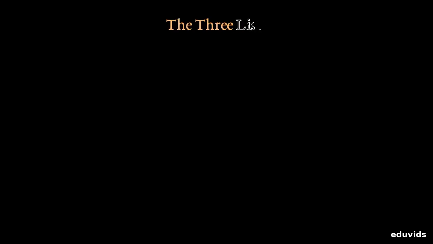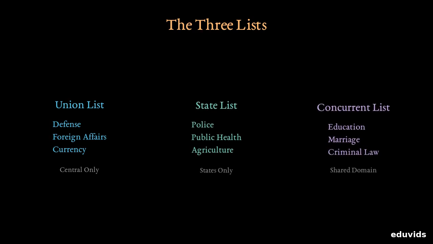The Union list contains subjects of national importance like defense, foreign affairs, and the national currency. Because these affect everyone, only the central government can make laws about them. The state list covers matters of local interest such as police, public health, and agriculture. These are handled by individual states because they know their local needs best.